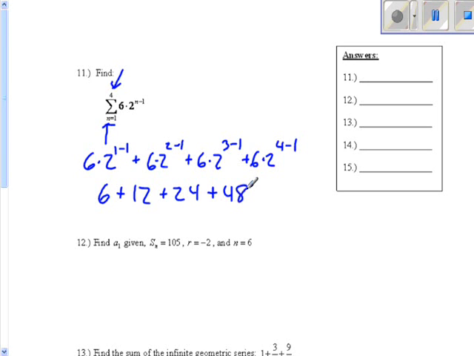I lost track here. Let me try again here. 36, that's 42, that's 80, that's 90. All right, and that's it.